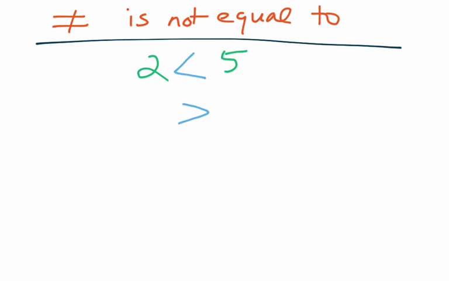2 is less than 5. It's not because it's a different symbol. It's just because you're reading it from left to right. Or you could have it this way. This is technically the same statement, except now you've got the bigger number on the left. So when you read from left to right, you would read 5 is greater than 2. Whether you say less than or greater than, it has to do with reading left to right. So, where's the bigger number?